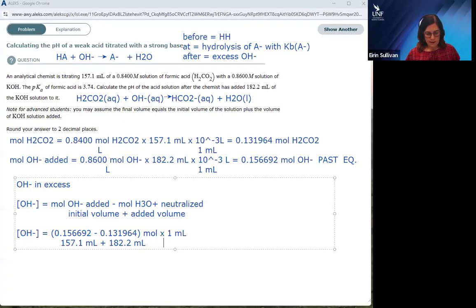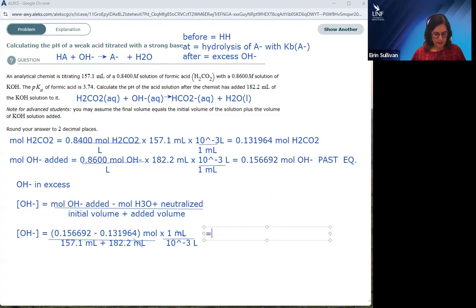That won't do. 1 milliliter is 10 to the -3 liters. So I should now get my concentration in moles per liter, and that's going to make everyone happy, right? If those milliliters go away. And what does that come out to be? That comes out to be 0.0728695 moles of hydroxide per liter. So that is literally the concentration of hydroxide.